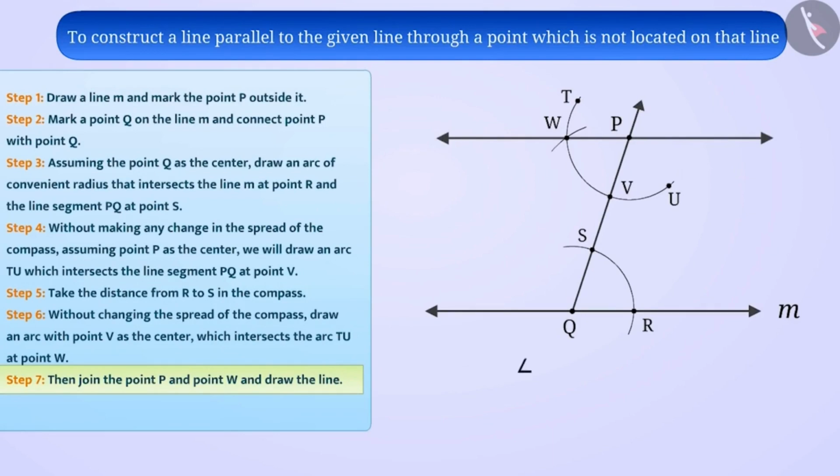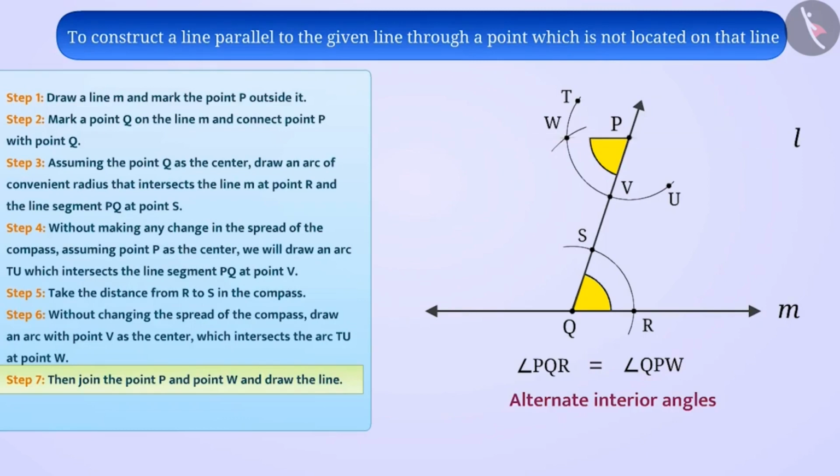Here we observe that angle PQR and angle QPW are alternate interior angles and they are equal. As you know, if two parallel lines are cut by a transversal, each pair of alternate interior angles are equal. Therefore, we can say that line L is parallel to line M, that is, L is parallel to M.